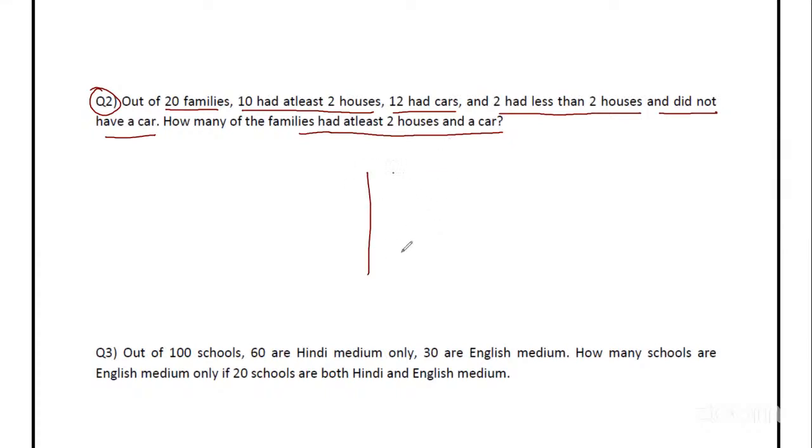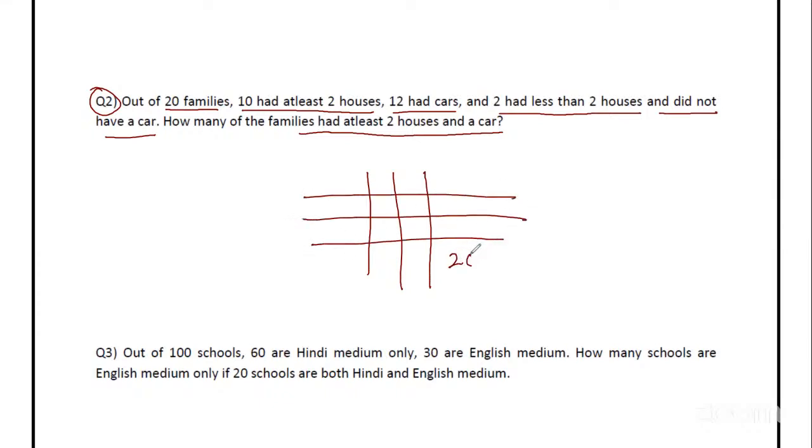So the first important thing is you categorize them. So 3 vertical lines, 3 horizontal lines. Write down the total out here. Now let's look at the category. It is about houses and not having houses. It's about cars and not having cars. Okay. So now out here, they're not only simply saying houses, but they're also saying at least.